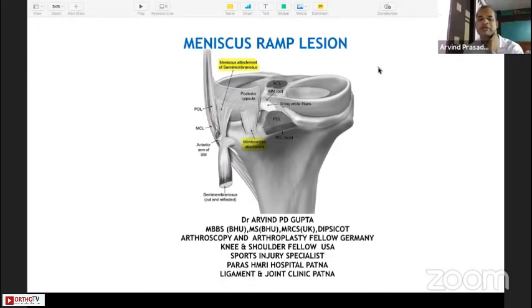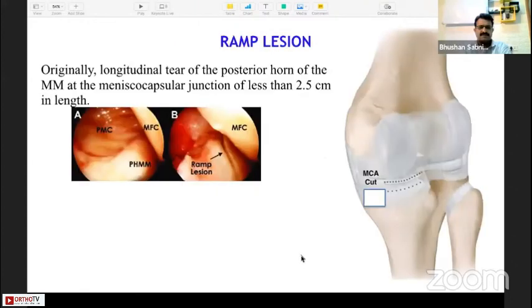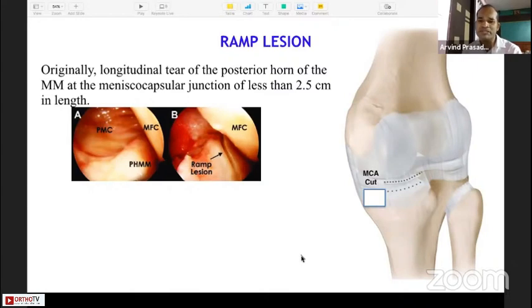My topic is meniscal ramp lesion, which is very common nowadays because arthroscopists find this lesion very commonly, particularly with ACL injury. Originally, the ramp lesion was described as a meniscocapsular junction longitudinal tear in the posterior horn of the medial meniscus. But nowadays the discussion is that the meniscocapsular junction is not a very strong structure.